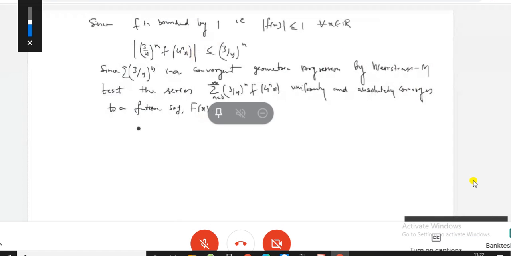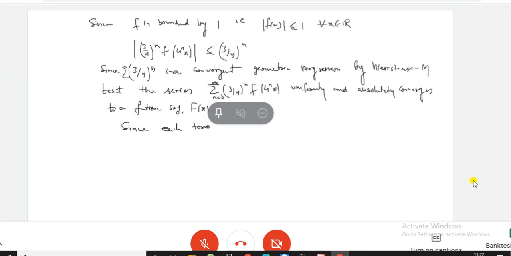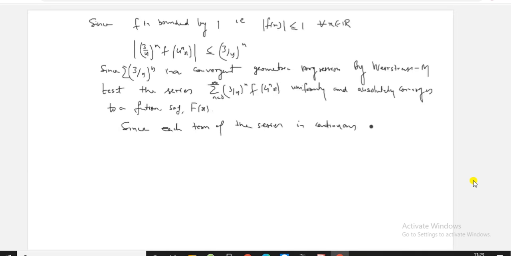Now, since each term of the series is continuous, each term of the series is continuous, the uniform limit F(x) will also be continuous on the whole domain.